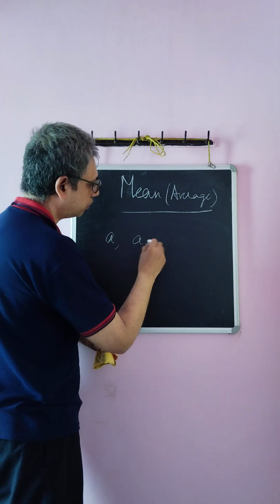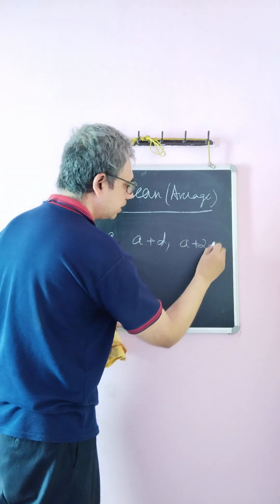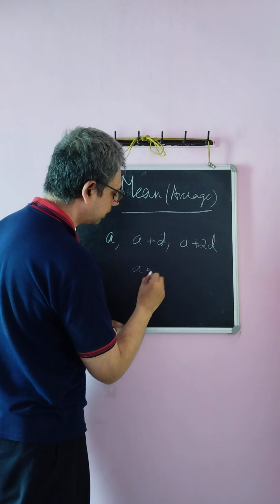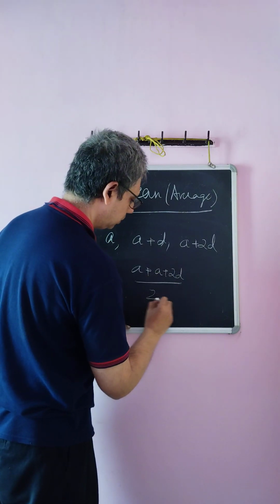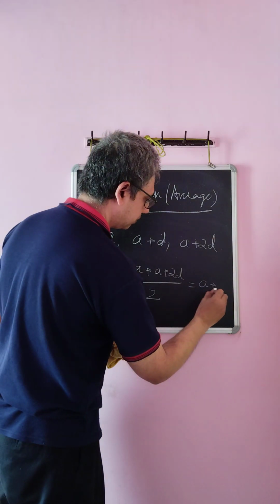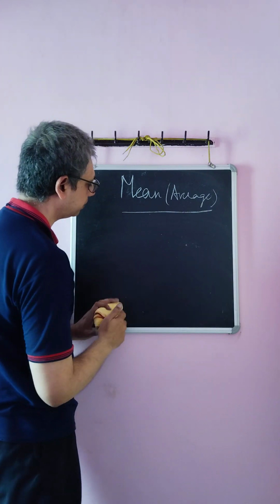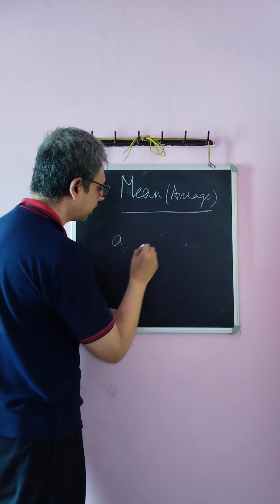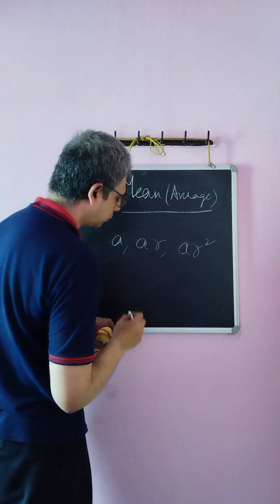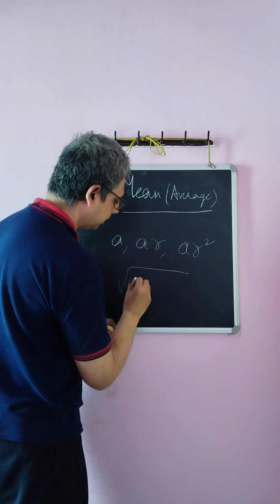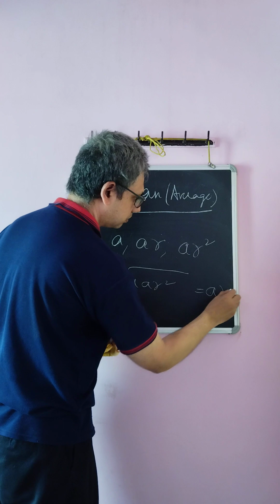Now, the interesting property of all these progressions and these means is that if any three terms are in arithmetic progression, the arithmetic mean of the extreme terms is equal to the middle term. A plus A plus 2D by 2 is equal to A plus D. Likewise, if any three terms are in a geometric progression, the geometric mean of the extreme terms A and AR square is equal to the middle term AR.